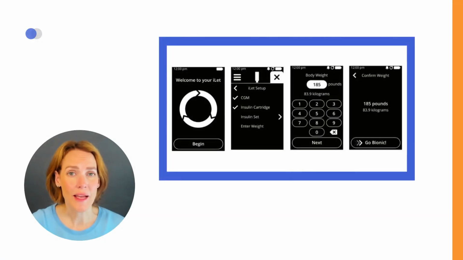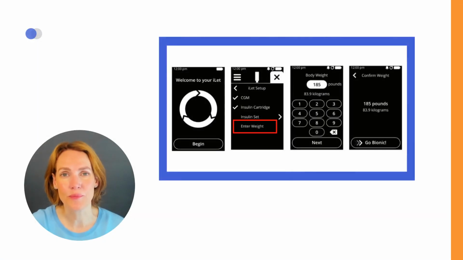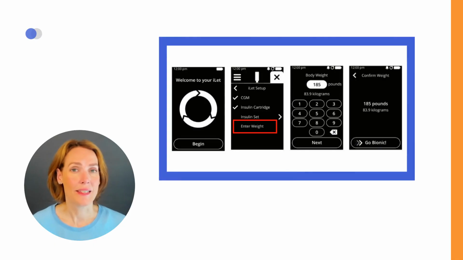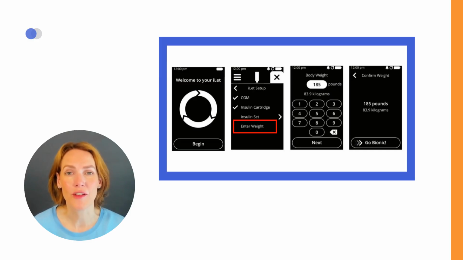Upon initializing your iLet device, you set your weight. Every 3 months, the iLet will remind you to confirm your body weight. It's recommended to do so if your weight fluctuates by more than 15%. The maximum weight that can be set is 255 kg or 561 pounds.